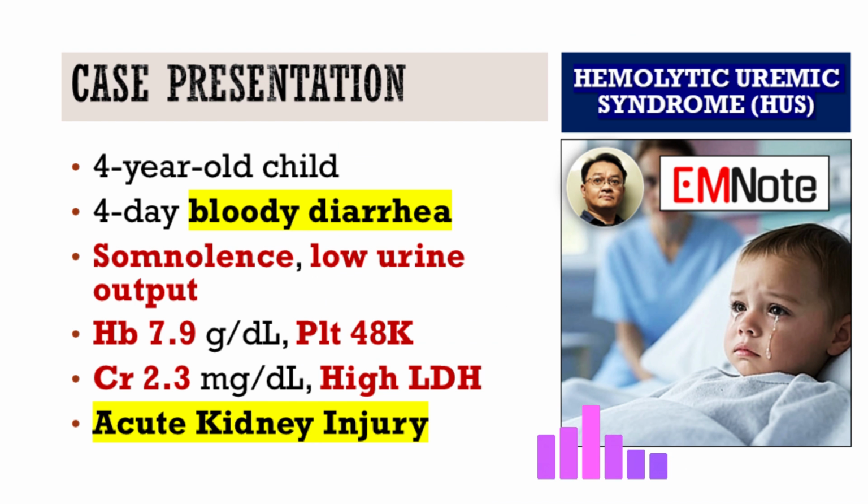Picture this. A 4-year-old comes into the emergency department. They've had bloody diarrhea for 4 days, seem really lethargic, and aren't producing much urine. That should set off some alarms immediately. Definitely. And on exam, this child looked acutely unwell. Signs matched that reduced urine output story. Then the labs really started painting the picture.